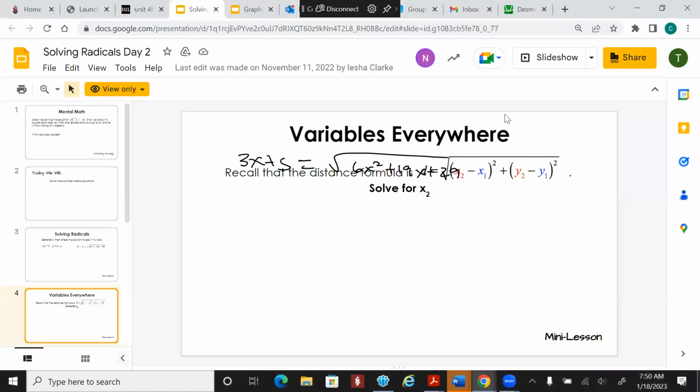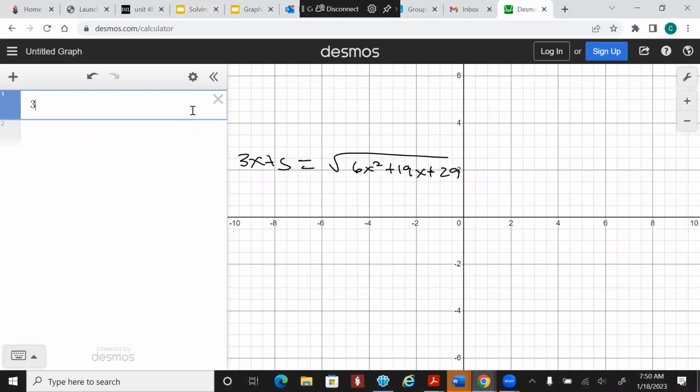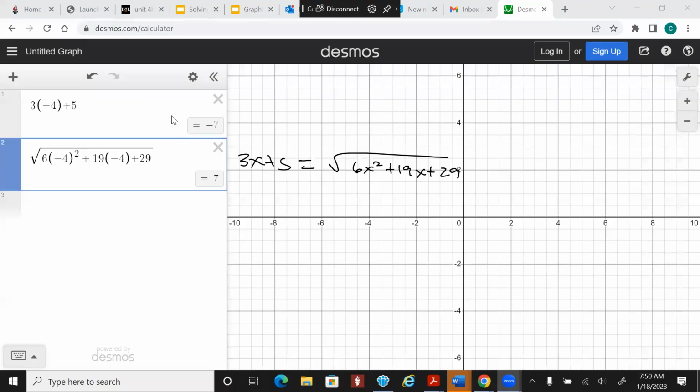Now we're going to check our work. So we're going into Desmos, and we're going to type it exactly how it is. But instead of writing the x's, we're going to write negative 4. So that's the left-hand side. The right-hand side. We see that these are not equivalent. So negative 4 would not work.